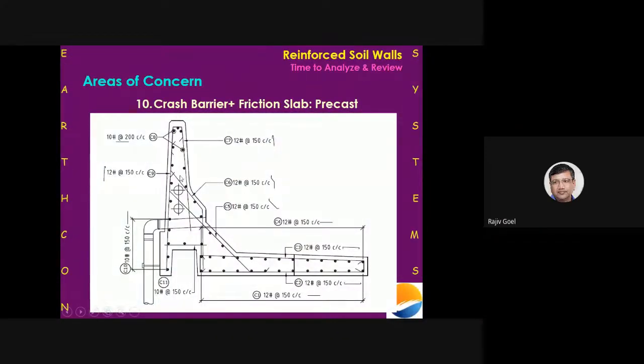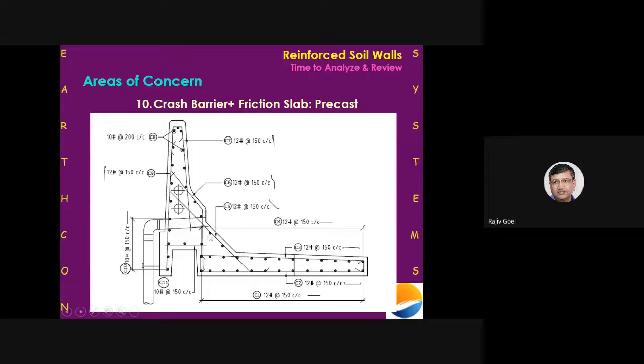This is how a typical crash barrier with friction slab looks like. And my road surface is somewhere here. This is a structural crash barrier which is connected to the friction slab down below. Once you have a vehicle hitting here, it will try to overturn, and this friction slab here along with the dead weight will try to resist. In the present case, what I feel is that this crash barrier has failed from here.